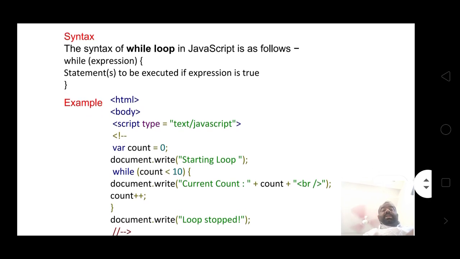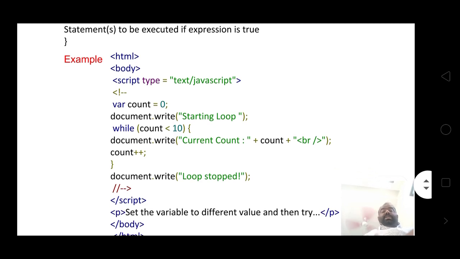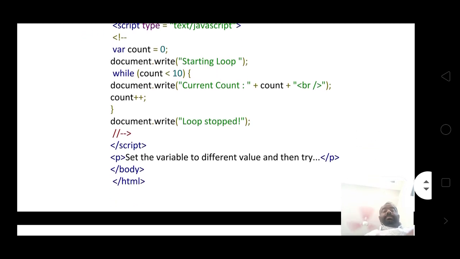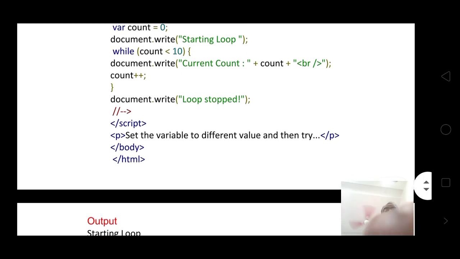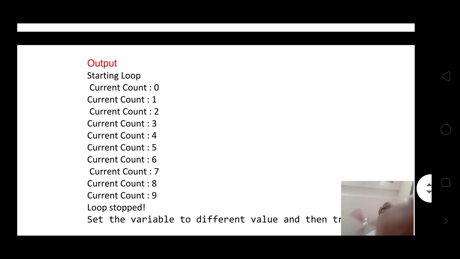This is the syntax. The syntax of the while loop is as follows: while expression, statements to be executed if the expression is true. Example: document.write string loop while count less than 10. Here you take the count less than 10, up to 9. The loop will execute, then the loop stops.